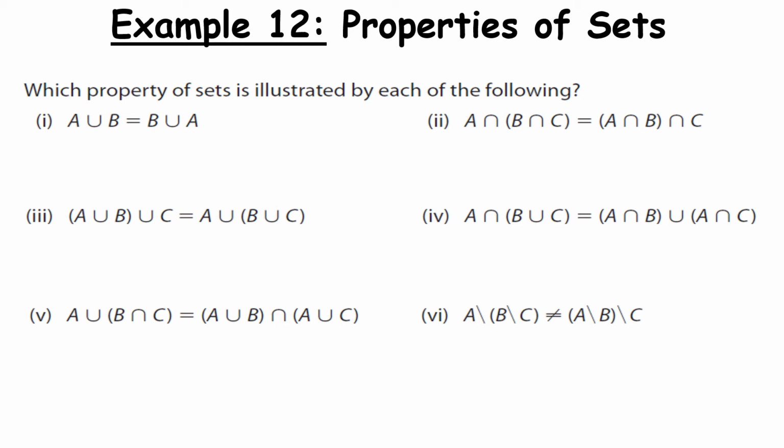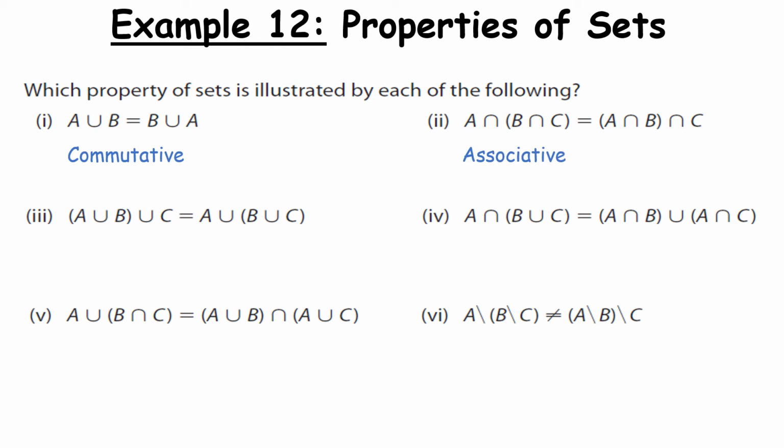little equations, and we need to put a property beside each. So A union B is the same as B union A. That's the same as 2 by 3 is the same as 3 by 2. So this is the commutative property. Part 2. A intersection B intersection C is the same as A intersection B intersection C, with the grouping changed. So it doesn't matter which two you do first. This is the associative property.